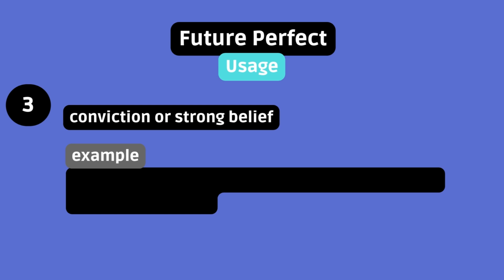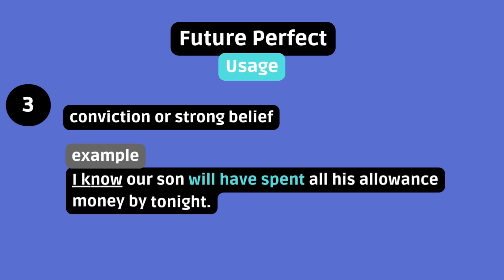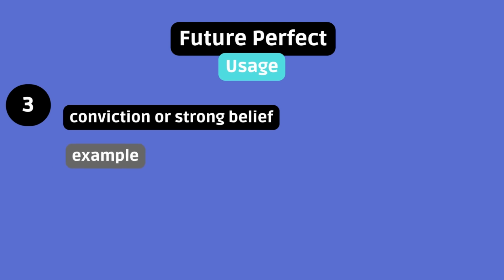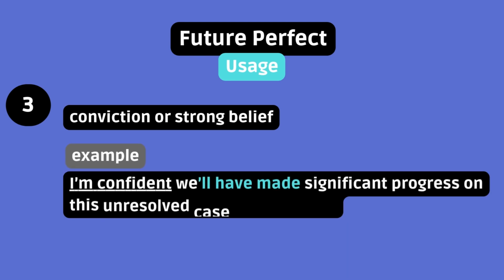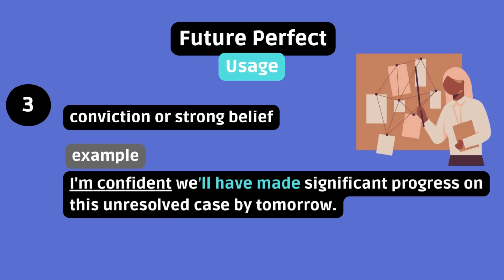Example, I know our son will have spent all his allowance money by tonight. The speaker is pretty sure his or her son is reckless with money. The spending will take place in the future, but will be done before tonight. I'm confident we'll have made significant progress on this unresolved case by tomorrow. The speaker strongly believes they will make progress in the future between now and tomorrow.